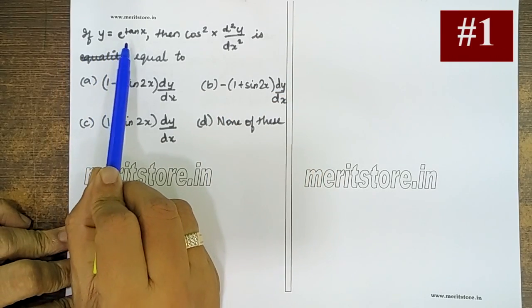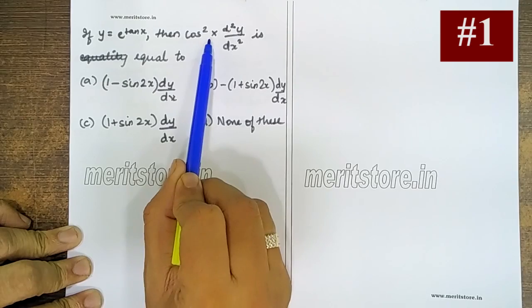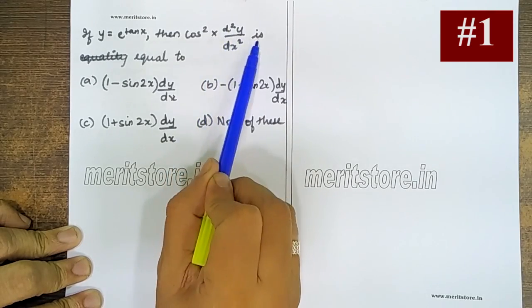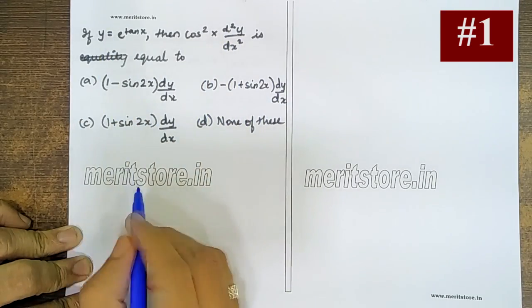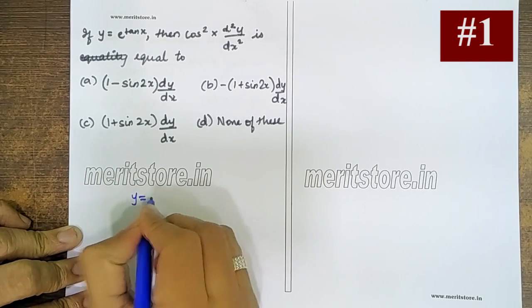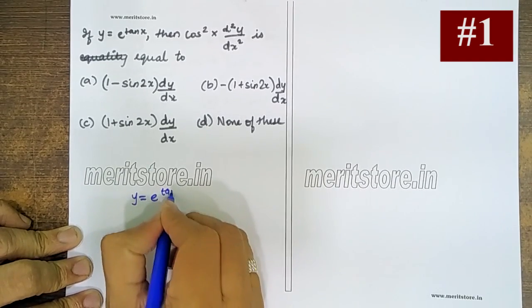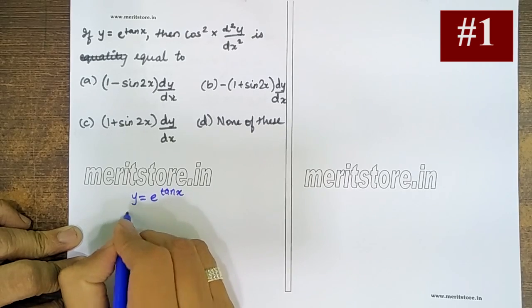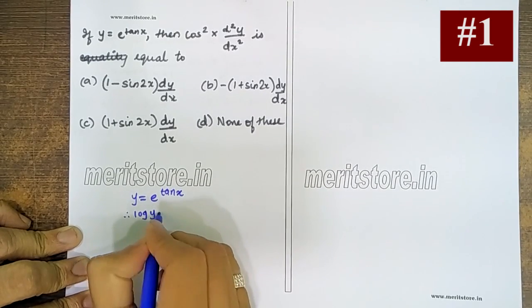If y is equal to e raised to 10x, then cos square x into d square y by dx square is equal to. Now we'll start with the given equation. y is equal to e raised to 10x. So by definition, log y is equal to 10x.